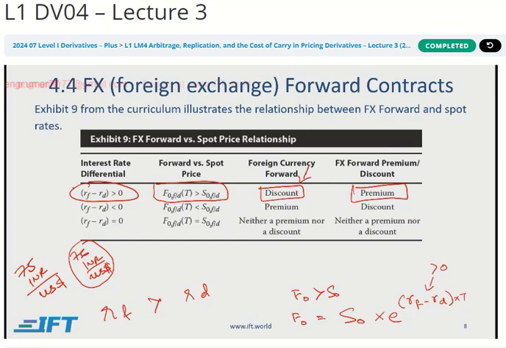In the same way, if the foreign interest rate is more than the domestic rate, then the future price will be greater than the spot price, it will be trading at a premium, and the foreign currency forward will be at a discount. And vice versa, if the foreign interest rate is less, then the future price will be less, which means it will be at a discount, which means the foreign currency forward will be at a premium. And if they are equal, then there is neither a premium nor a discount.